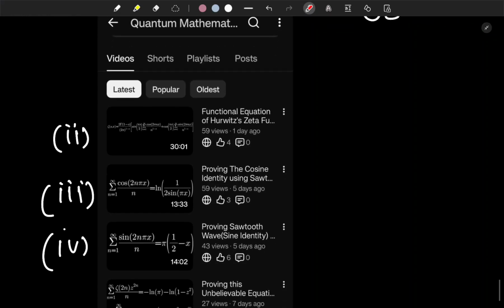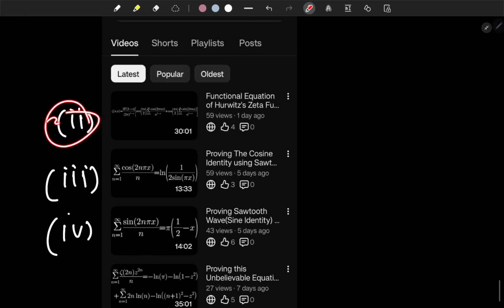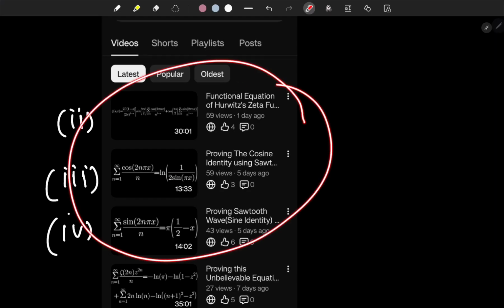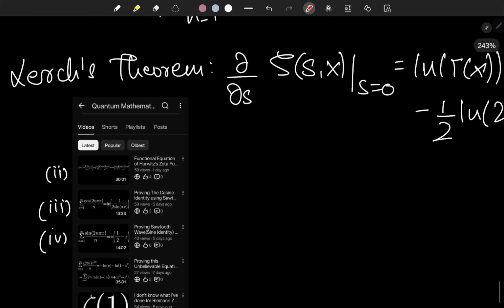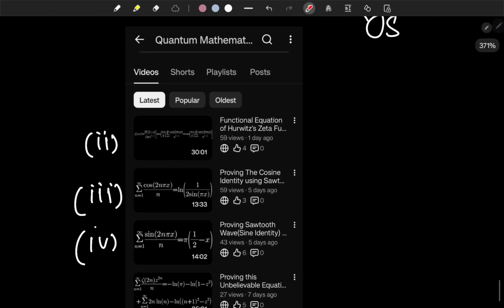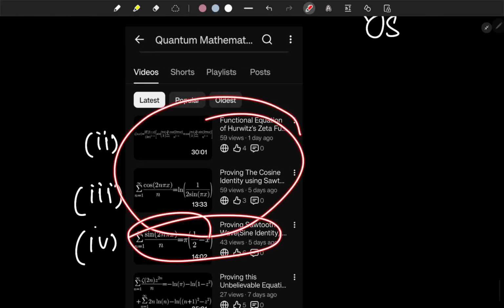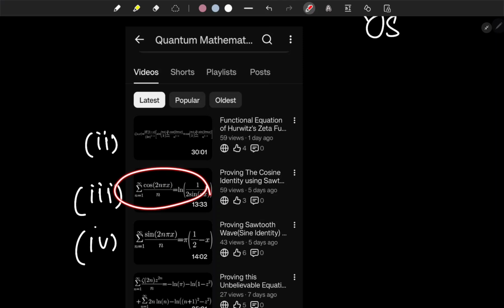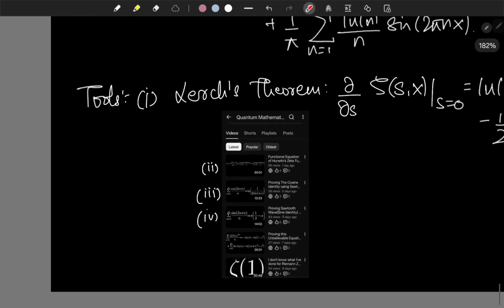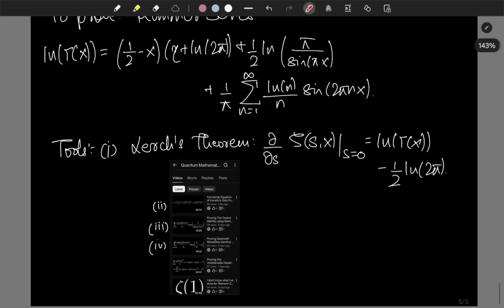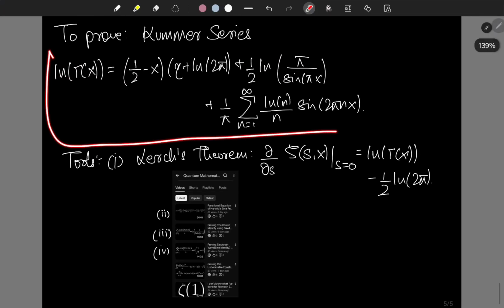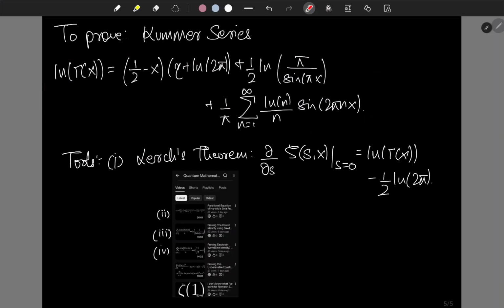So this is a page of my YouTube channel. The second tool is the functional equation of the Hurwitz zeta function, and I have proved this. It took 30 minutes. These things are the prerequisites actually. This one is also, and this is the cosine identity, and this is the sine identity, which we are going to use in the proof of this video. So these are the tools that we are going to play with, and we'll reach this value. So let's get back to the proof.